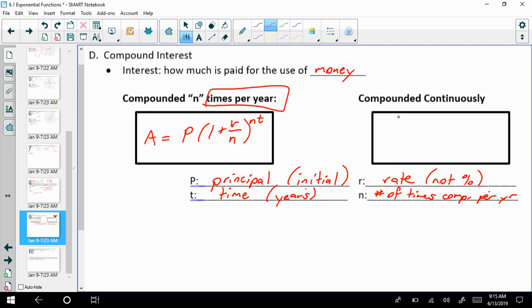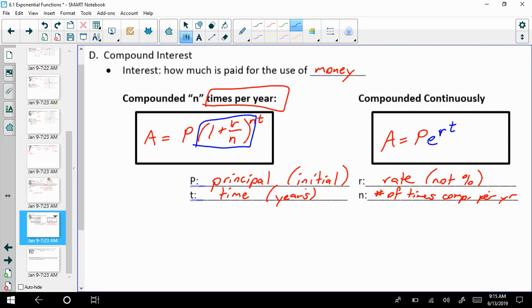The other type of equation that we have is compounded continuously. What if it's just constantly building on itself? The formula looks almost identical, except this entire middle chunk here, you're going to see E. And then it's raised to the R times T. Why does E replace that?